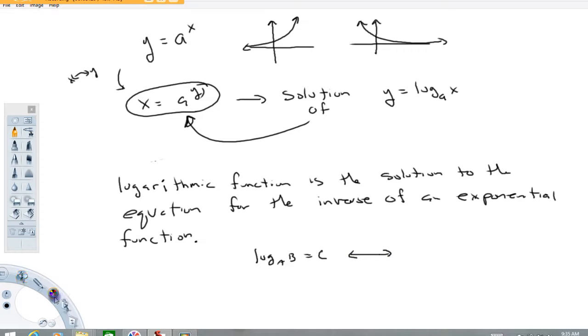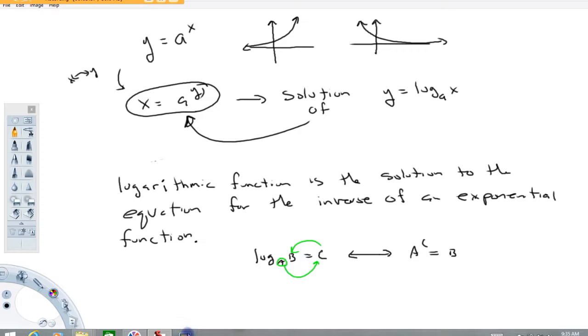Just remember, I call this the circle rule. I'm going to do this in green. This number to this power equals this value. So this equation, log base a of b equals c, is equivalent to a to the c equals b. You need to be able to go back and forth between logarithmic and exponential form. I'll go ahead and do some examples of that here.